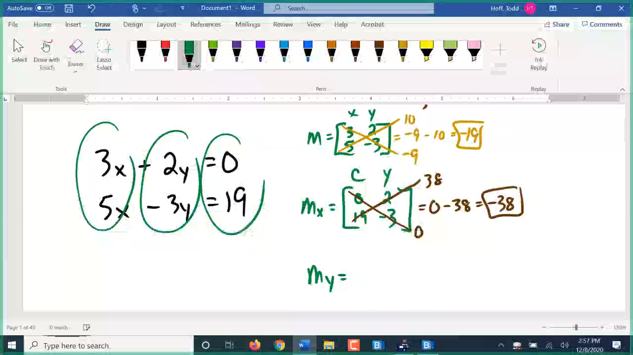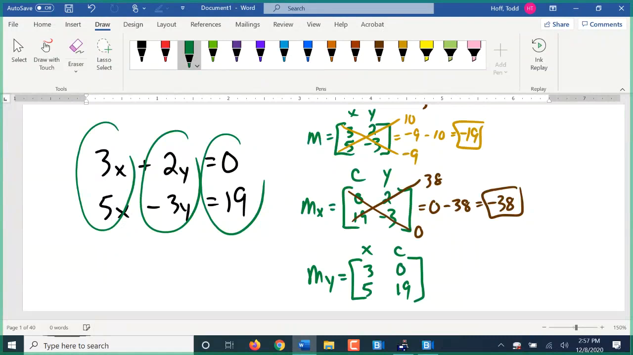And for the y matrix, now the x column is back. We're replacing the y column with the constants. So the x column is 3, 5. Constants are 0, 19. We've got 3 times 19 is 57. 5 times 0 is 0. 57 minus 0 is 57, is the determinant of our y matrix.